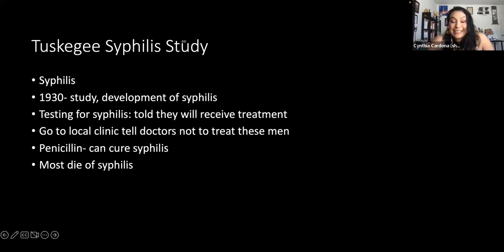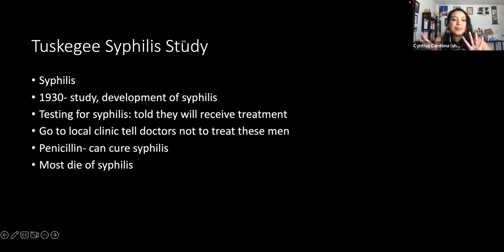The study goes on till the 1970s. It's not shut down until 1972. The men that were positive for syphilis were never told that they had syphilis, and they were never treated for syphilis. As a result, a lot of these men were young when they were first tested. They end up getting married, passing on the syphilis to their wives, having kids. A lot of kids were born with syphilis because both parents had it and they weren't getting any treatment for it.